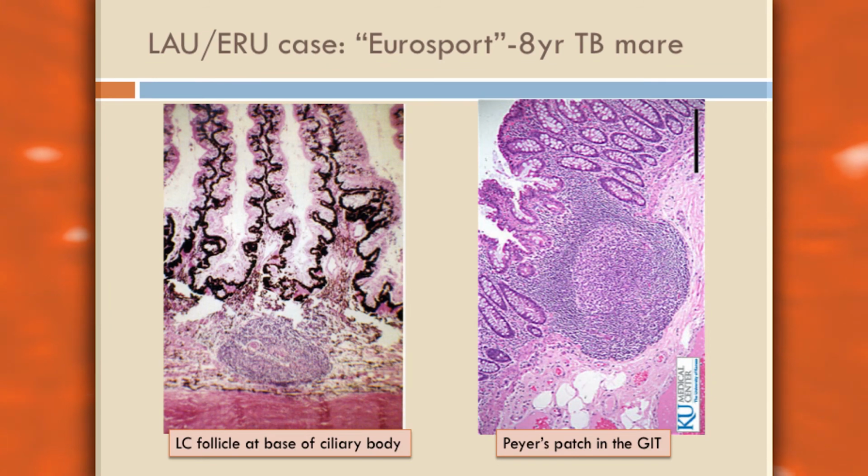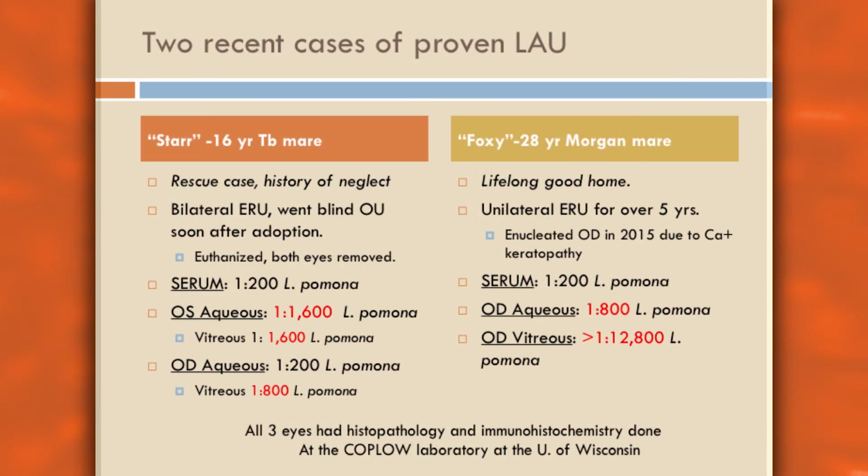And here is, anyone know what this is? That is a Peyer's patch, which we all have innately. And we've turned the ciliary body into the stroma below the gut, basically. And this is not just isolated. These are all over the eye.